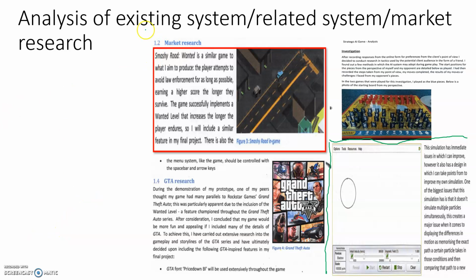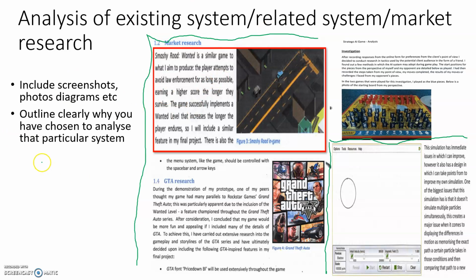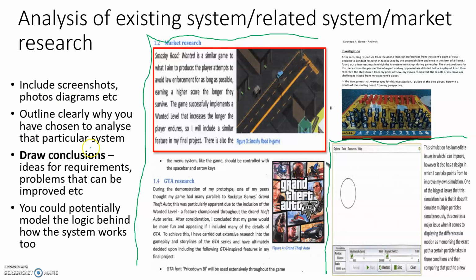Okay, and then this one as well is one that you've maybe already seen before, but this was existing research and looking at applications that already exist in the area that you're looking to create your project in, and just taking inspiration from them, okay, and ideas from them to inform the requirements of the game. Okay, so lots of screenshots and explanation and draw those conclusions as to why they're relevant.